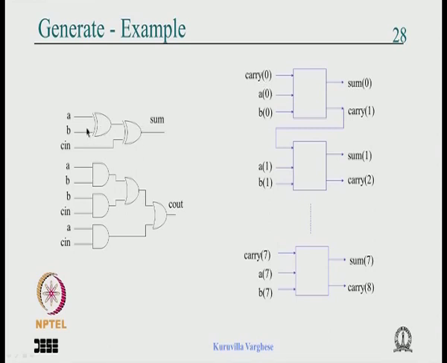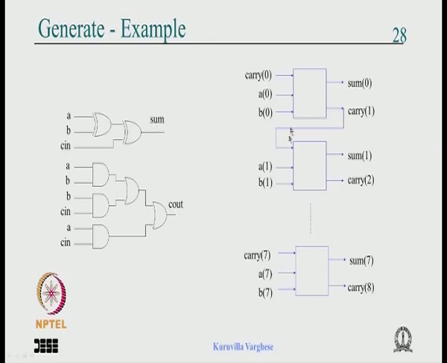If you remember, the sum equation is A XOR B XOR C, and carry is 1 when two or more inputs are high, active. So it is nothing but AB or BC or AC, that is what is shown here. Now we take this as a module where the inputs are A, B and C in, the carry in, and the outputs are sum and carry out.